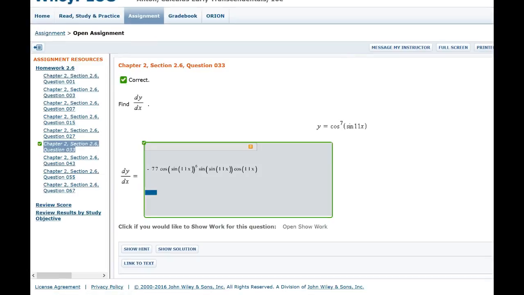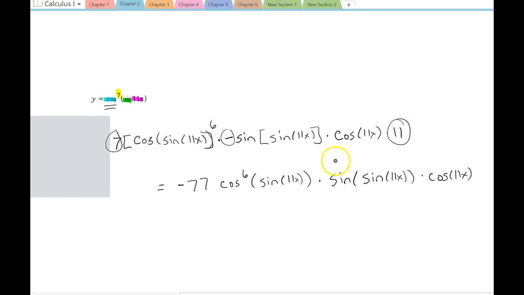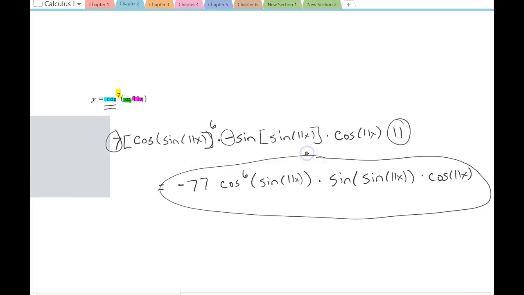So hopefully this video helps with how to input into Wiley correctly. Please let me know if it's not clear, or if you have any other questions. It's kind of tricky. The important part is to understand how to go about writing this, and it can be a little tricky. And then putting it into the program can add a level of difficulty there. So hopefully this helps.